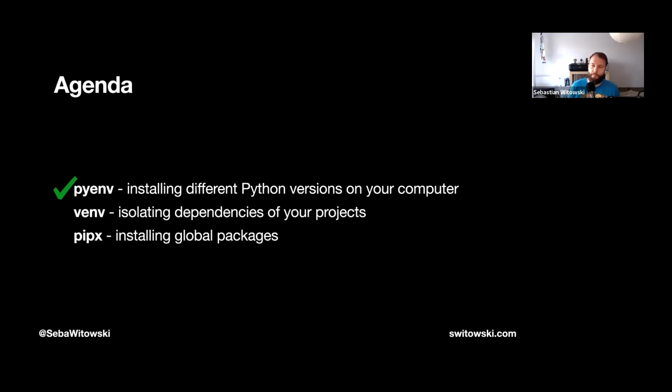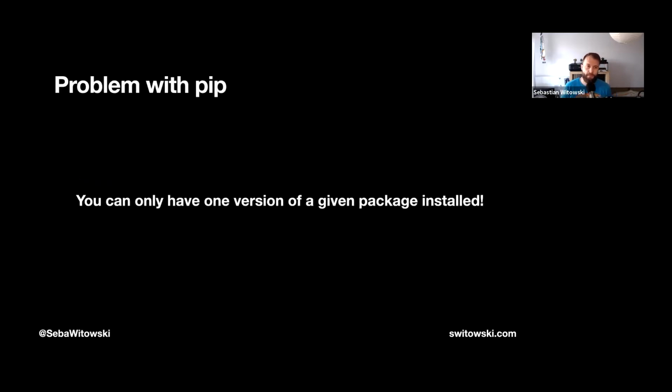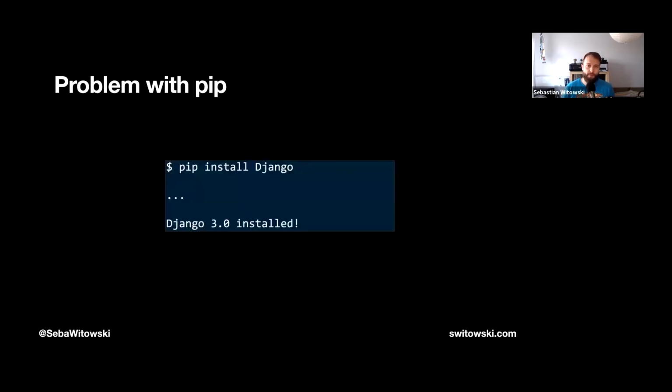Let's talk about dependencies in your projects. Let's start with pip. Pip is a package manager for Python. Whenever you want to install a new package, all you need to do is to run pip install and a package name. However, pip has one big problem. Whenever you ask it to install a specific version of a Python package, it will uninstall the previous version from your computer and install the one that you asked for.